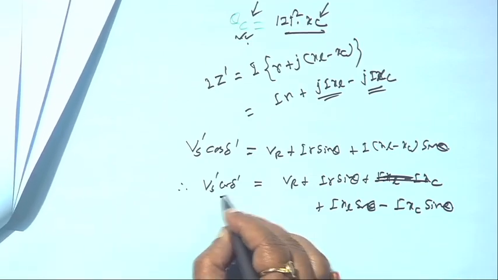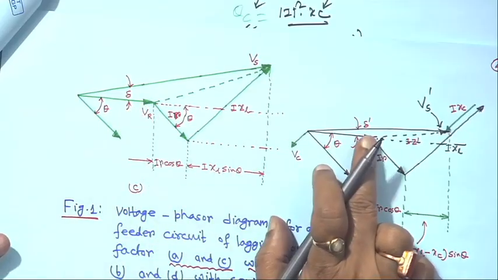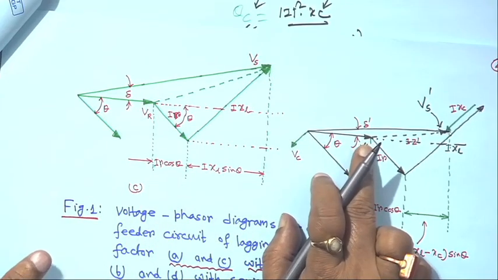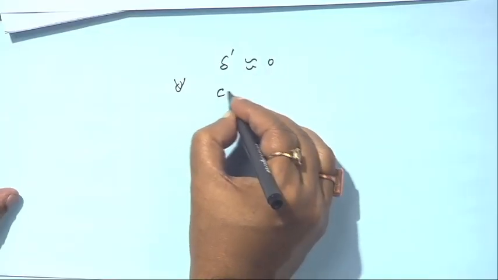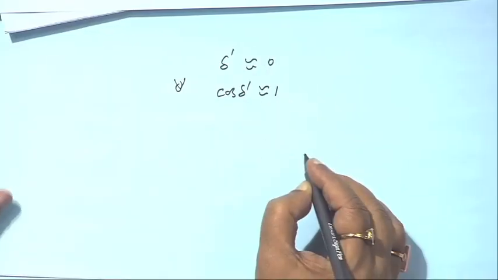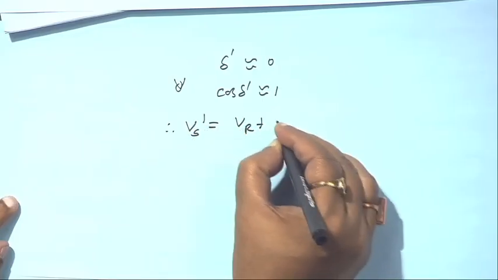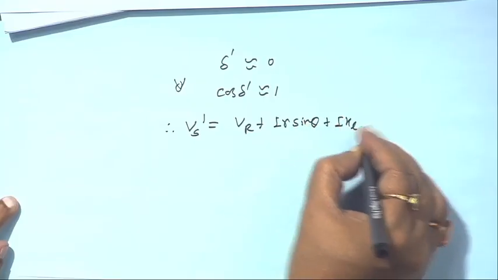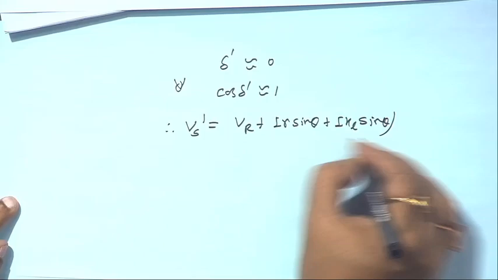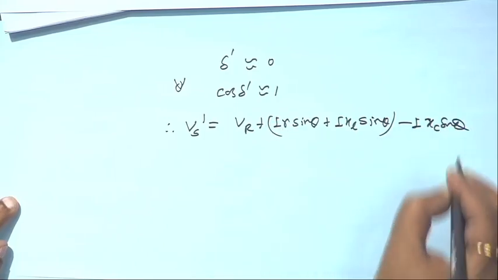So, this delta dash is smaller than before, and previously we have made an approximation. So, this delta dash can be considered very small. That means you can write that if delta dash is very small, cosine delta dash is approximately 1. That means you can write the equation V s dash is equal to V r plus I r sin theta plus I X L sin theta, right. This much was already there, minus I X C sin theta, right.